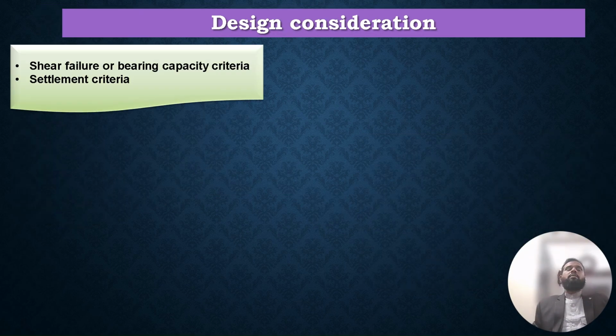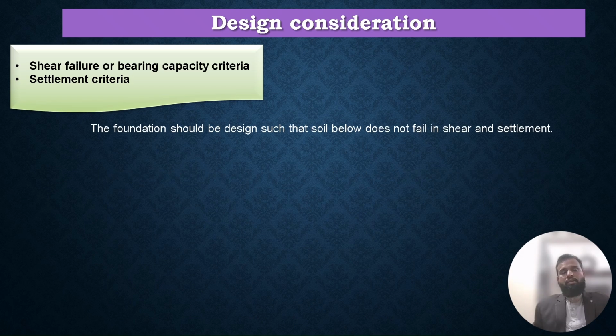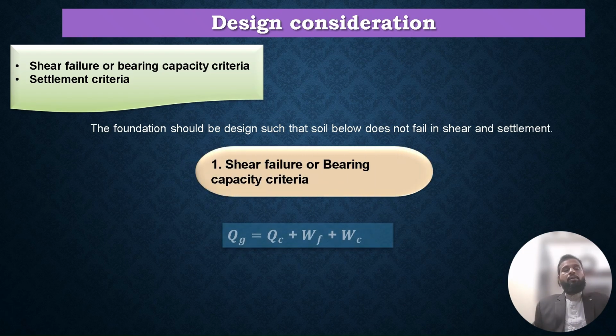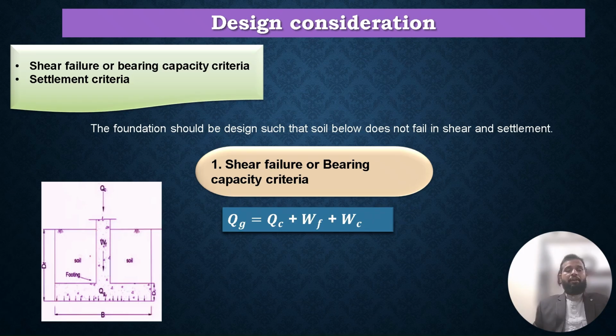Then design consideration. To design a shallow foundation, there are two considerations that we must satisfy. First is the shear failure criteria or bearing capacity criteria, and the second one is the settlement criteria. The foundation should be designed such that the soil below does not fail in shear or settlement. For that, we have to calculate the bearing capacity and also the settlement.